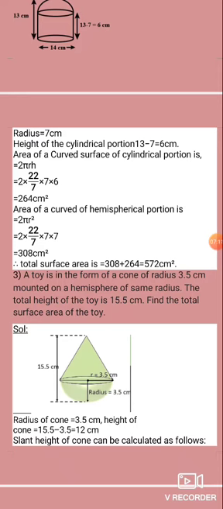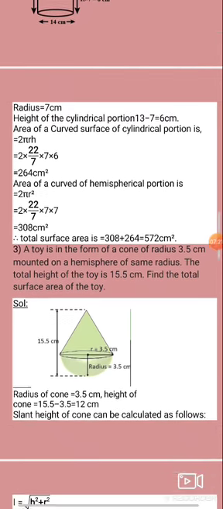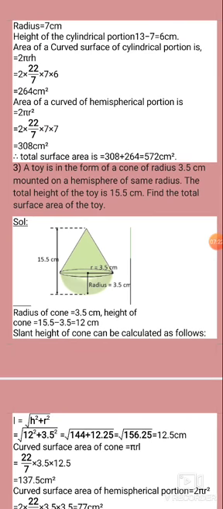Now the slant height of the cone. So what is the equation of slant height? Root of x square plus r square. So 12 square plus 3.5 square, which is 144 plus 12.25. When you add it, 156.25.